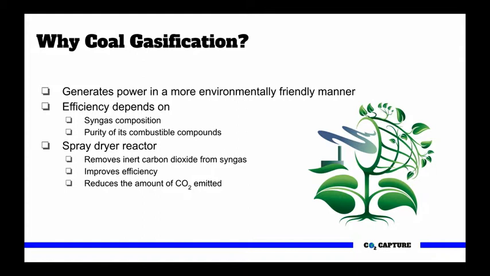The efficiency of syngas to produce power is largely dependent on its composition, especially the purity of its combustible compounds such as hydrogen gas. Coal gasification implements a spray dryer reactor in its process line to remove non-combustible carbon dioxide from the syngas. This in turn improves the efficiency and significantly reduces the amount of carbon dioxide released into the atmosphere.